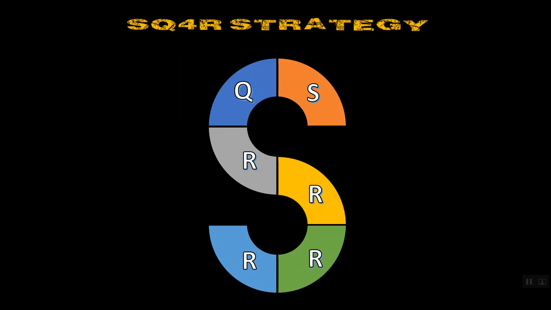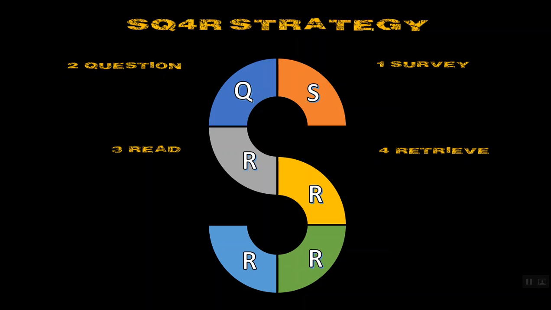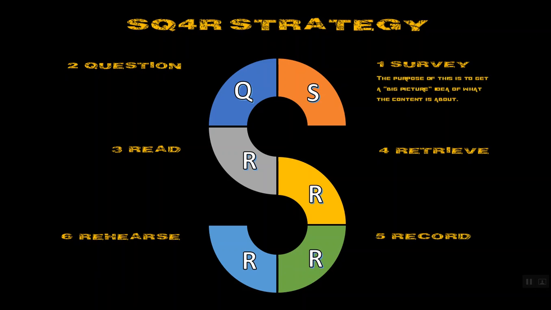So what is the SQ4R strategy? It consists of 6 parts, an S, a Q, and 4 R's, hence the 4R. The letters stand for number 1 to survey, number 2 to question, number 3 to read, number 4 to retrieve, number 5 to record, and number 6 to rehearse. So what does that mean? In survey, the purpose is to get the big picture idea of what the content is about.